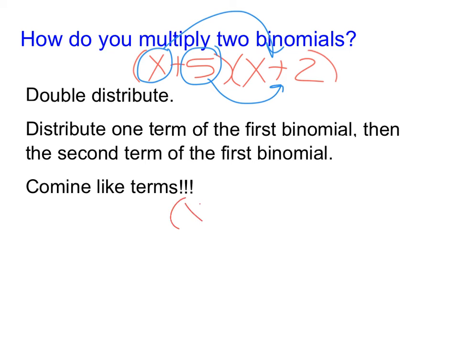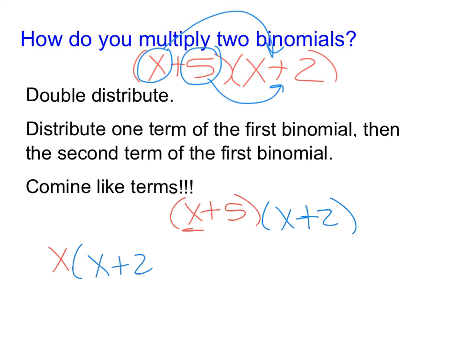So if I have x plus 5, I'm gonna do it in different colors, times x plus 2. I'm gonna take my first x, this x, right? And I'm gonna multiply that times x plus 2. And then I'm going to take my 5, this 5, and multiply that by x plus 2. So I'm going to separate it out. It's one extra step from typical FOIL, if that's what you remember.